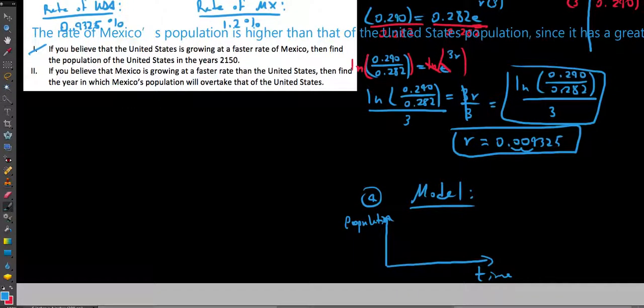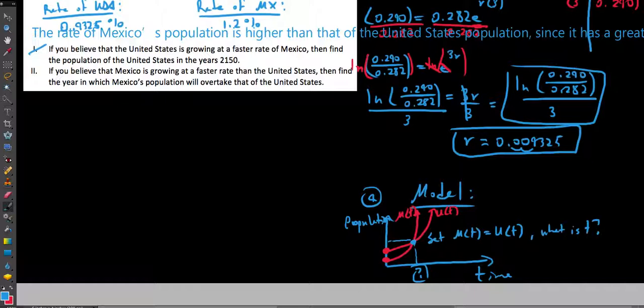What that means is our y-intercept for the United States is going to be higher, and it's going to be growing like this. I'll put U of t here. But Mexico is going to be starting with a lower initial population, but at the same time it's going to be growing faster. And so there's going to be this time at which they both have the same population at the same exact time. What we're trying to figure out is this time at which these two populations are exactly the same. So we're going to set the population of Mexico at a given time equal to the population of the United States at a given time and ask, what is t?